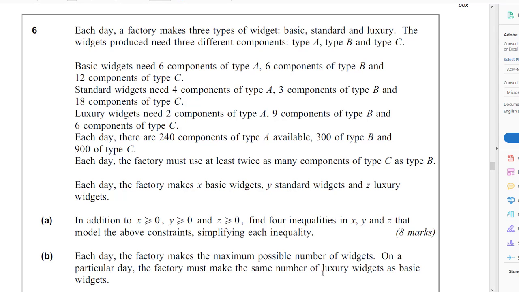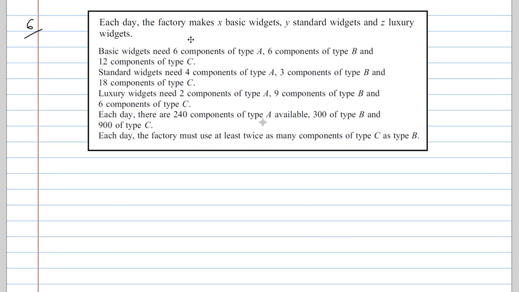Before we start the question, it's always a good idea to know what your decision variables represent. So in this case, x represents the number of basic widgets, y represents the number of standard widgets, and z represents the number of luxury widgets. And we're told how many of each type of component is needed to make these widgets. This information will allow us to write 3 separate constraints.